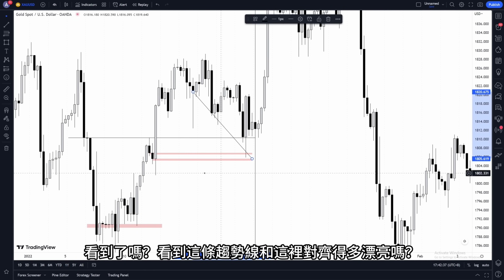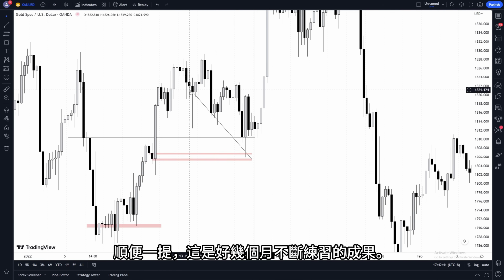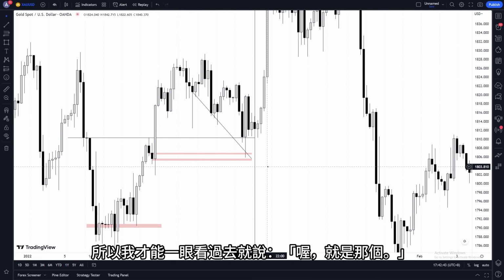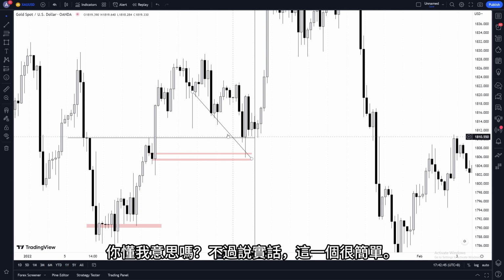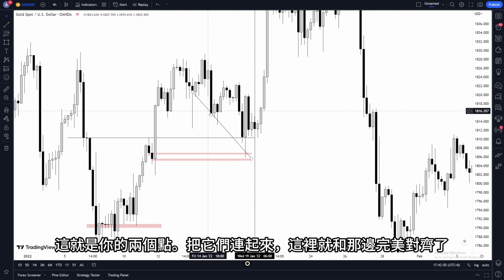See how this trend line here lines up beautifully with this? This is months and months of practice, by the way. Every trade was taken with the confluence of a trend line. That's why I can just look and go, oh, it's that one. You know what I mean? But yeah, this one was easy though, right? Sell, buy, support, that's your 2 points. And you connect them, and this lines up beautifully with this.